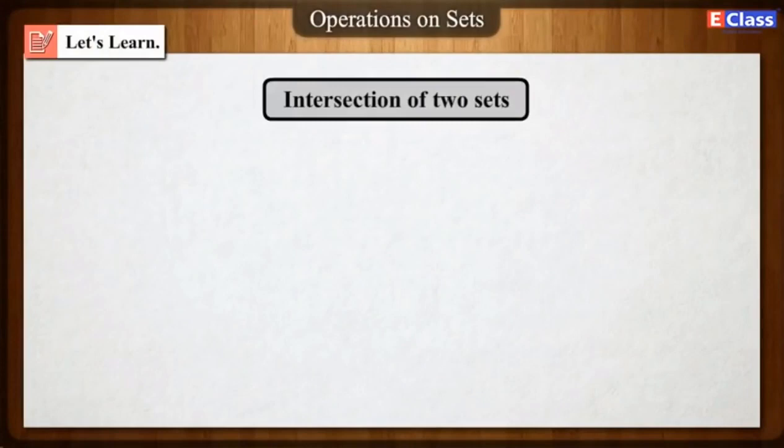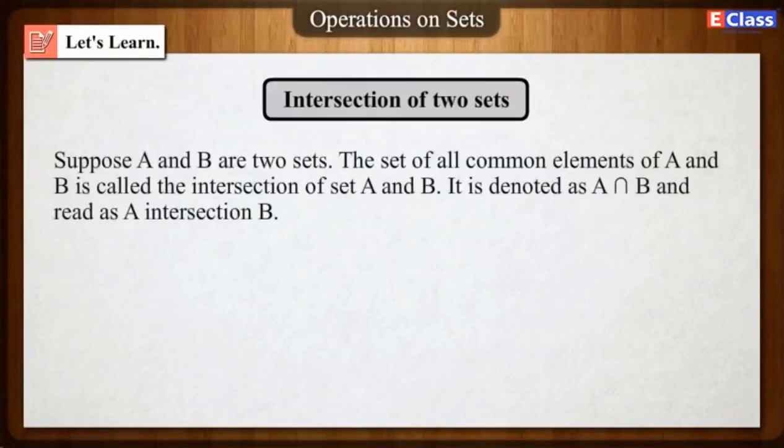Operations on sets. Let's learn intersection of two sets. Suppose A and B are two sets. The set of all common elements of A and B is called the intersection of set A and B. It is denoted as A intersection B and read as A intersection B. Therefore, A intersection B is a set of x such that x belongs to A and x belongs to B.